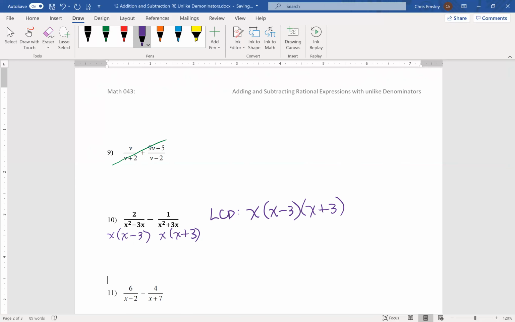So that means our first fraction, it doesn't have the common denominator yet. It's missing what? It's missing an x plus 3.